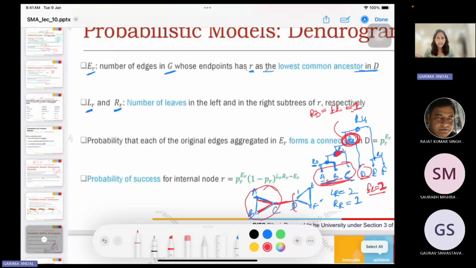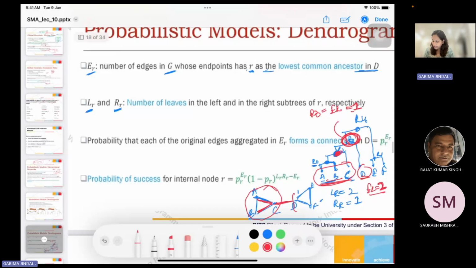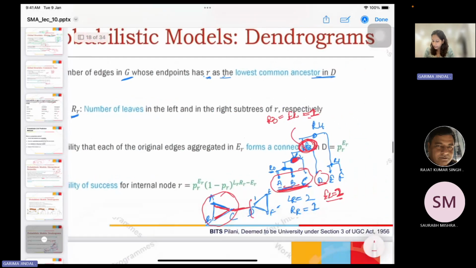Okay, so let me explain. The correct answer is 3. How 3? Here in the left subtree, I have 3 nodes, so my LR value is 3. And in the right side, I have 1 node.